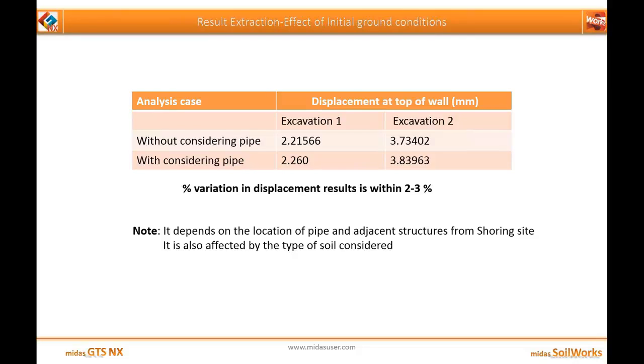So for excavation 1 and excavation 2, the percentage variation in displacement result is within 2 to 3%, but one should always know that it depends on the location of the pipe from the shoring location and the adjacent structures from the shoring side, and it is also influenced by the type of soils which you are considering. So one should always take care of the modified initial ground condition whenever you are considering shoring excavation in numerical modeling. So this was from the demonstration part.